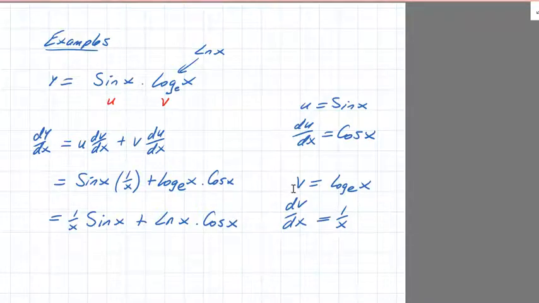So u and v takes them apart. The product rule, the formula here, brings them back together again. And you get the overall answer down here. That's what's going on.